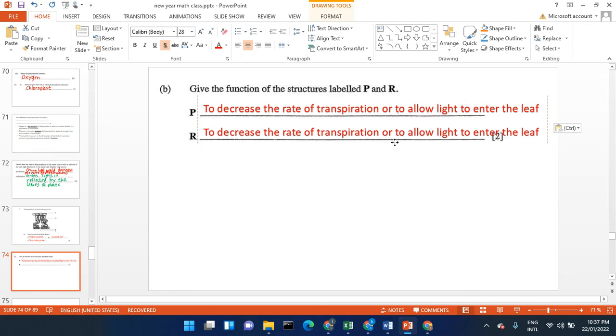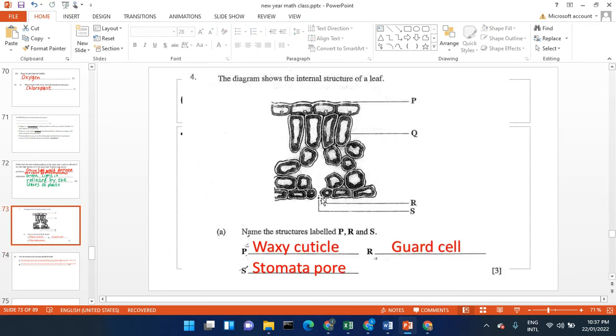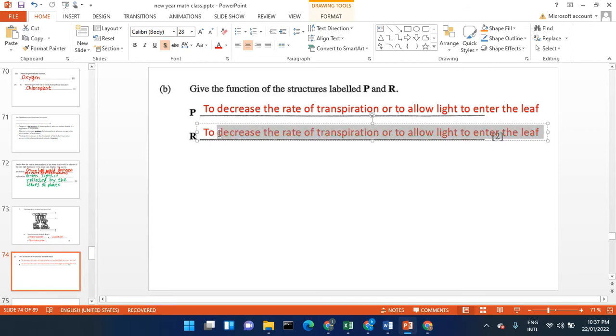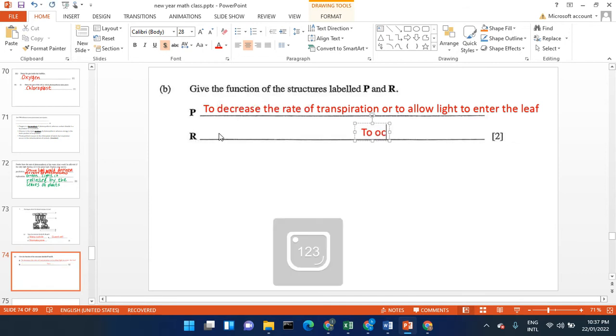Next we have R, and R points to the guard cell. So what is the purpose? What is the function of the guard cell? Well, the function of the guard cell is to control the process of gaseous exchange.